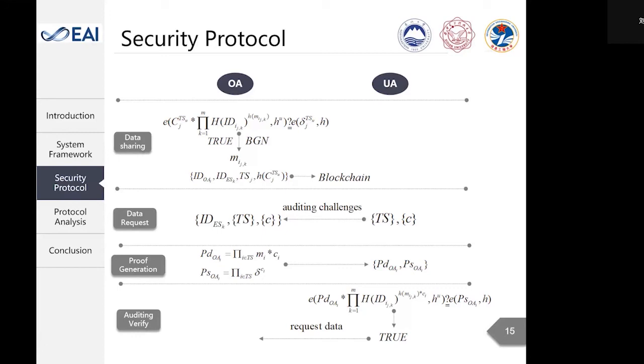At the data auditing stage, the UA first generates a data challenge to the OA about the data he selects. Secondly, the OA generates data proof and signature evidence and sends them to the UA. Then he constructs a discriminant to verify whether the data is integral. If passed, it sends data requests to OA. We know that Internet of Things devices generate data signatures before data aggregation. Meanwhile, the signature technology has homomorphic properties, so the UA can confirm whether the data from Internet of Things to OA has been modified.